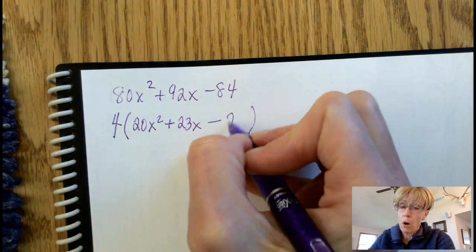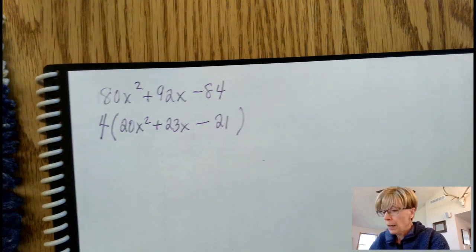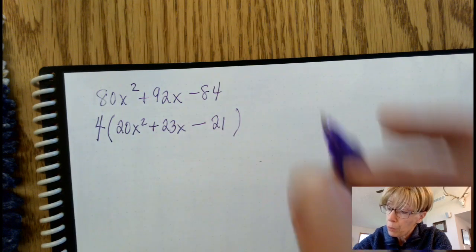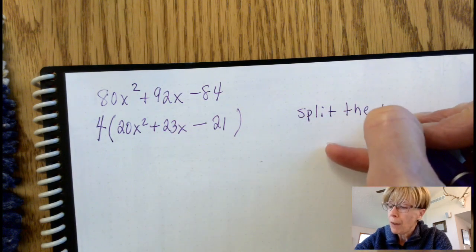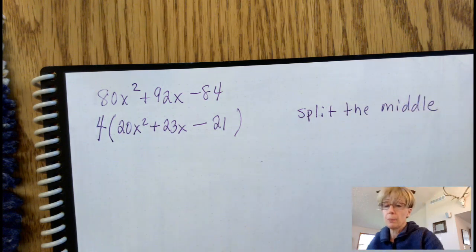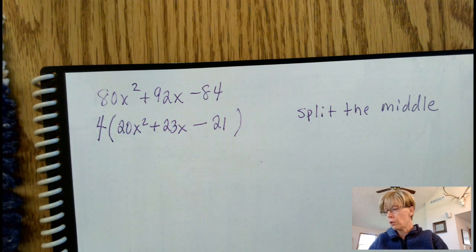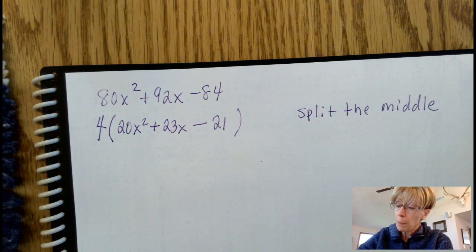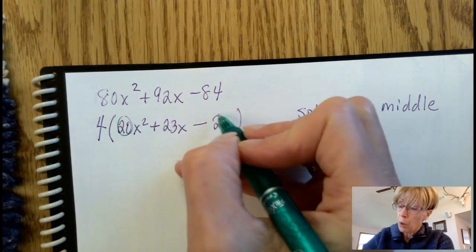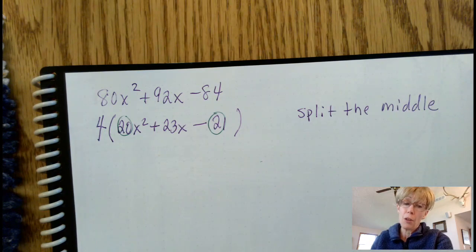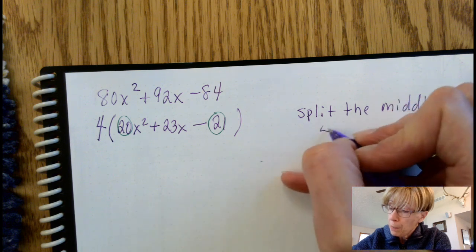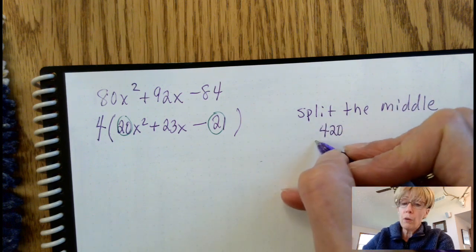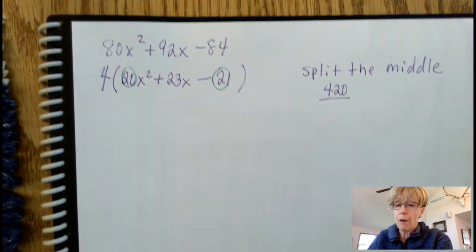Now, we're going to have to split the middle term. What happens is we're going to take 20 and multiply it by 21. In fact, I am going to ignore the 4. For whatever reason, I'm thinking that we have factored 420 before. So 1 times 420, 2 times 210, 3 and 140. We're looking for values that combine to be 23. And combine means either add or subtract.